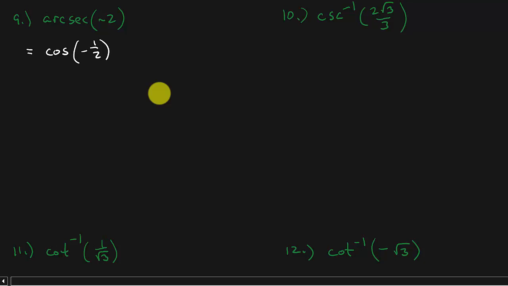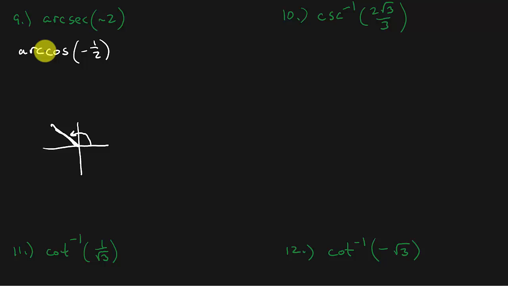Oh, it's arccosine of a negative. That tells us we're over here. Our angle is in the second quadrant, right? I'm sorry, I don't know why I wrote cosine there. That's arccosine. I know the cosine of an angle in the second quadrant is negative, okay?